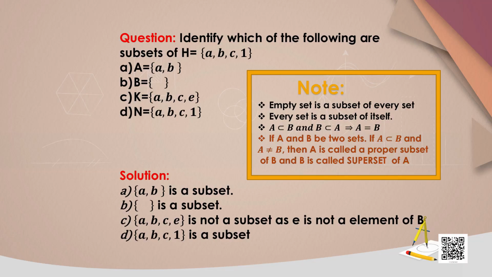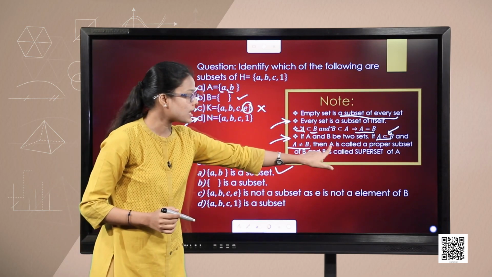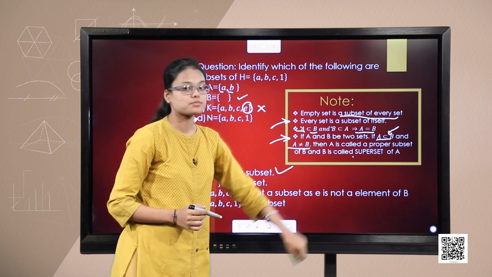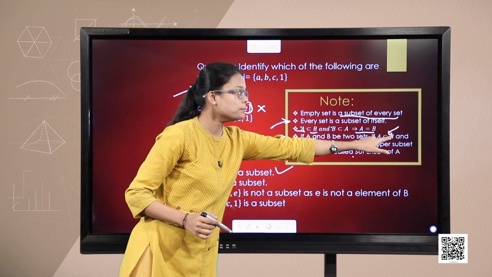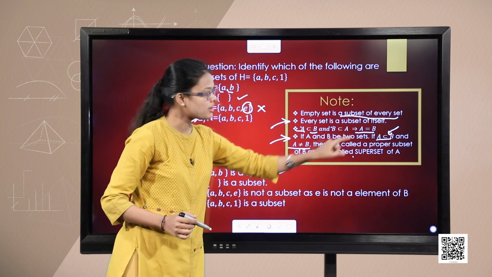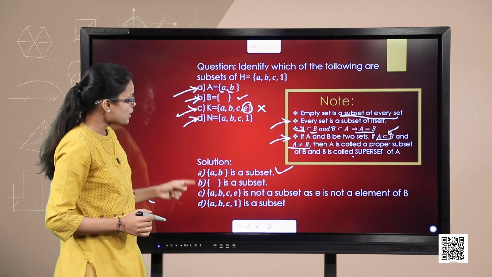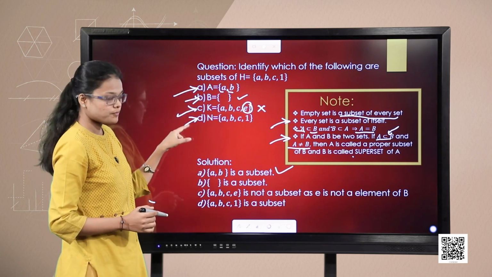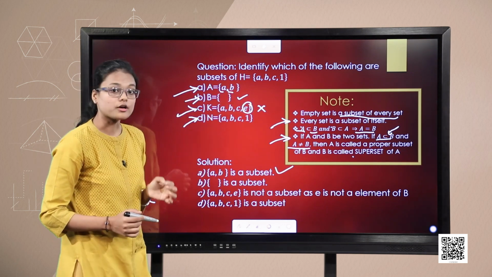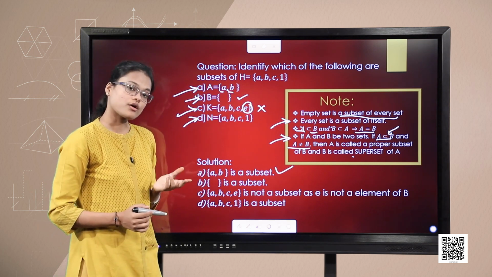Now, the last point, students, notice when we have two sets and A is a subset of B, but A is not equal to B. That means there always exists at least one element in B which is not in A. Then the set A is said to be a proper subset of B and B is said to be the superset of A.